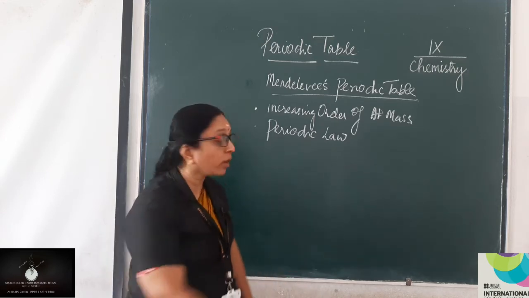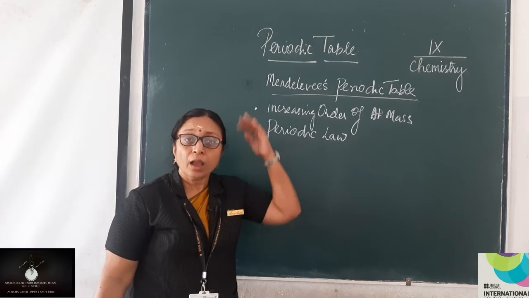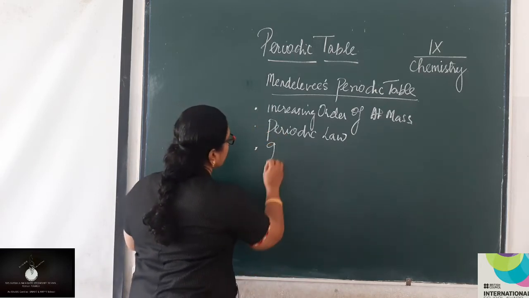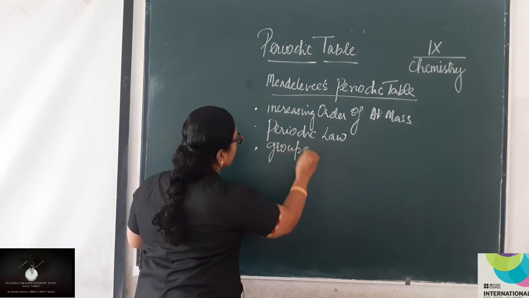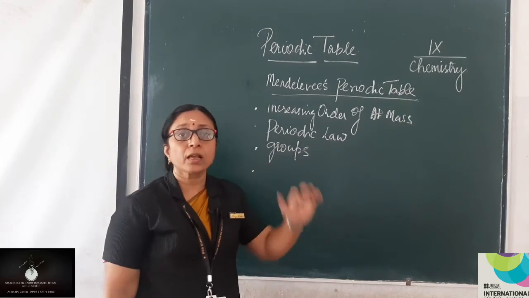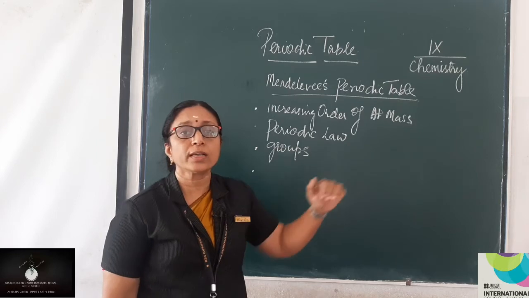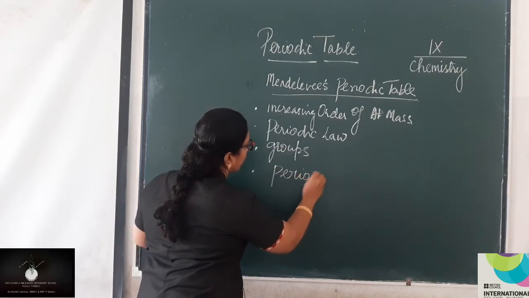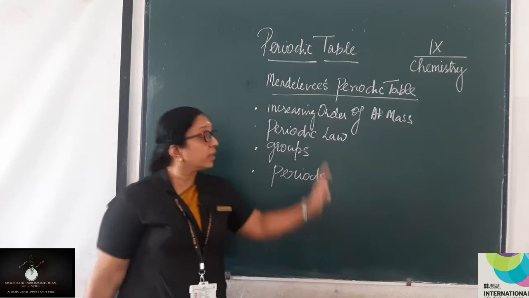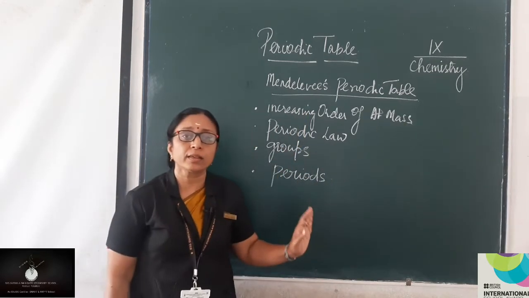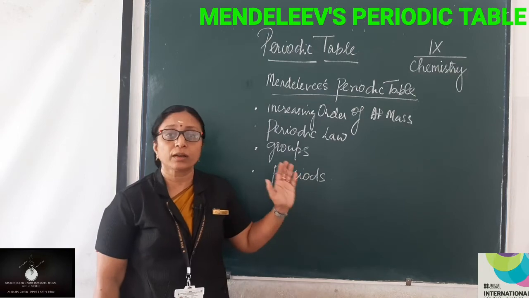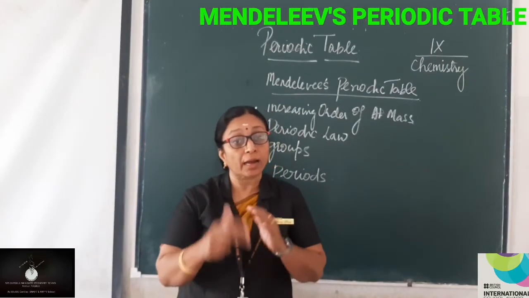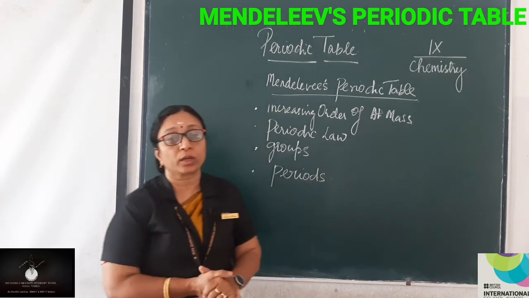What was the third point? The vertical columns are called groups. And the fourth point is the horizontal rows are called periods. So these are the 4 important points in Mendeleev's periodic law. Now we will see what are the advantages of Mendeleev's periodic law.